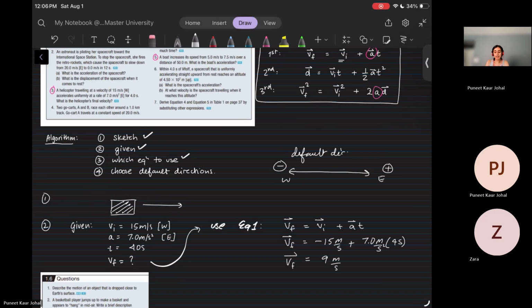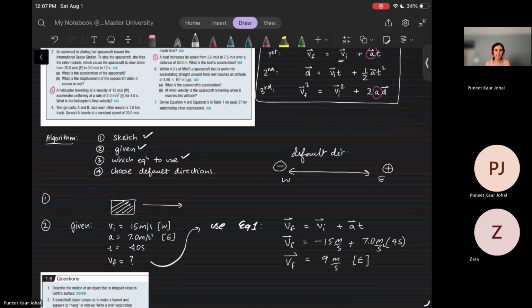Now, what do you think is the direction here? Is it east or west? It's a positive answer. So what did you decide your positive direction was? East. Correct. If it was negative, then it would be west because you decided that west was negative.